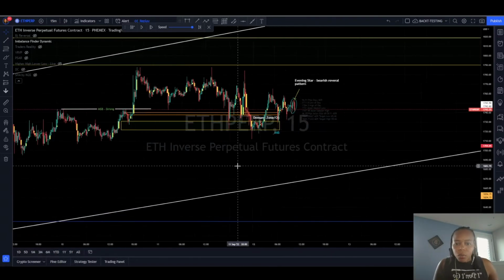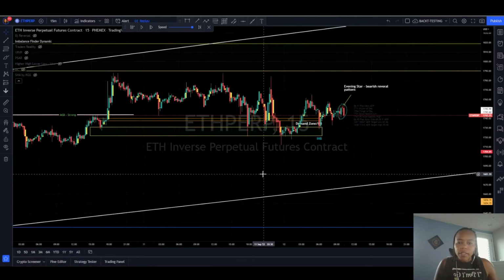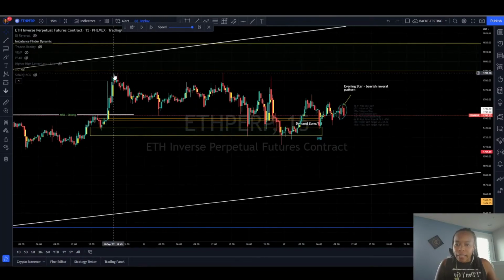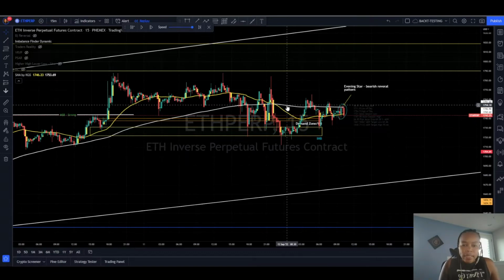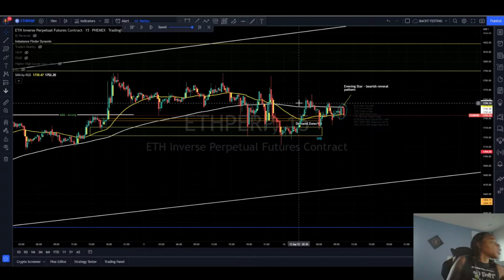Anyway, so let's roll back into what was going on with Ethereum, right? It looks like they came up on this imbalance, and I'm going to put my moving averages back on. In this case, the yellow line here is the 50 weighted moving average, and the white one is the 200 weekly moving average.